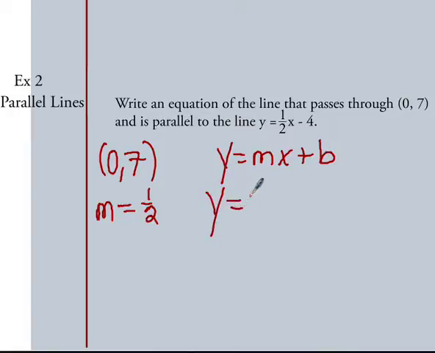So y equals, put your slope in, add your y-intercept, which is 7. It crosses the y-axis at 7, and you are done. This crosses 0, 7, and has the slope of 1/2. This crosses the y-axis at -4, same slope.